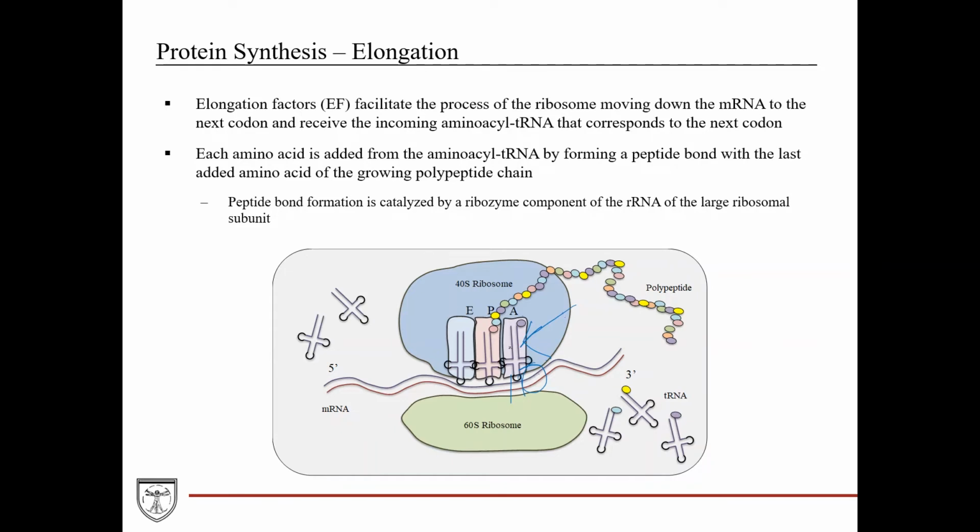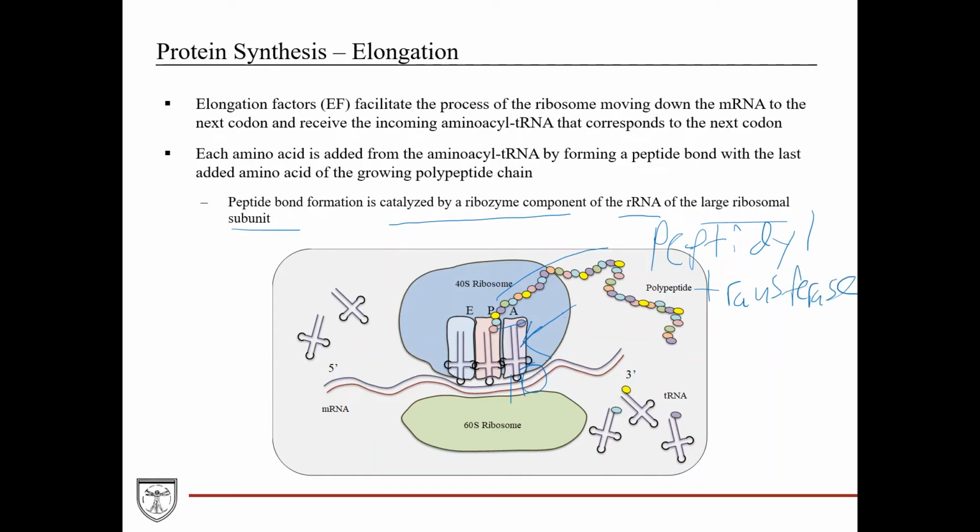And so when this comes in with the corresponding amino acid to the next codon, this amino acid then needs to get added to the growing chain here. As you can see, we have this growing polypeptide chain. So you're going to form one of those peptide bonds. And so a peptide bond needs to be formed between the last amino acid that was added and the next one corresponding to the next codon. And this peptide bond formation is catalyzed by the rRNA component of the large ribosomal subunit. And this is the same thing as what we talked about earlier, peptidyl transferase.